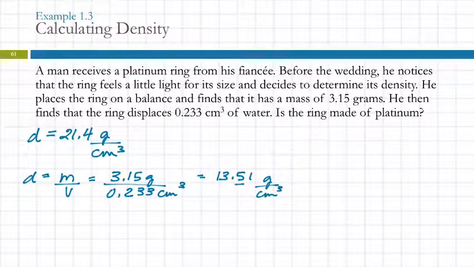Is that platinum? No. The density of platinum is 21.4. The density of this one is 13.5. This is not platinum. So this question, if this was an exam question, is this the answer? No. The answer is no, right? So it's important to make sure that you're answering the question that's being asked. Is the ring made of platinum? No, it isn't. Any questions?